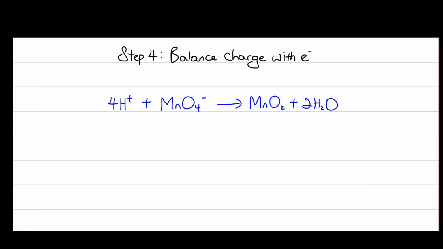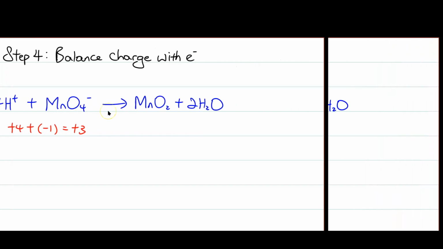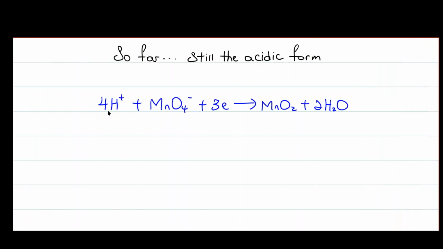Now, I balance charge using electrons. The left side has an overall charge of +3 because +4 plus -1 equals +3, while the right side is neutral. So I add 3 electrons to the left. That gives the balanced half equation in acidic form. At this point, the half equation is balanced, but it is still written in acidic form because it contains hydrogen ions. Since the question says alkaline solution, we now need to remove those hydrogen ions.